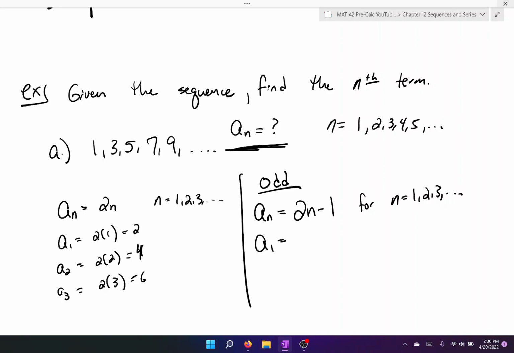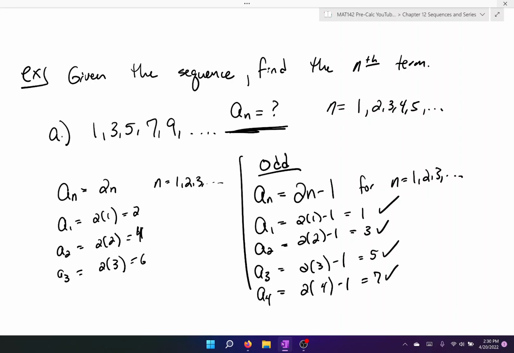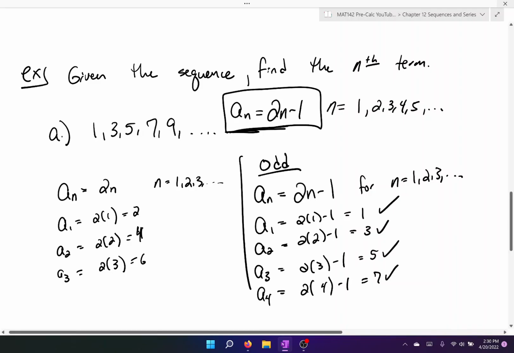So a1 is going to be 2 times 1 minus 1. Well, that equals 1. Check. a2 is going to be 2 times 2 minus 1. Well, that's going to be 3. Check. a3 is going to be 2 times 3 minus 1. Well, that's definitely 5. Check. Even if we wanted to keep going, a4 is going to equal 2 times 4 minus 1, and that equals 7. So that's good. So we are generating these terms right here. So given the sequence, what is the nth term? Well, the nth term is 2n minus 1.